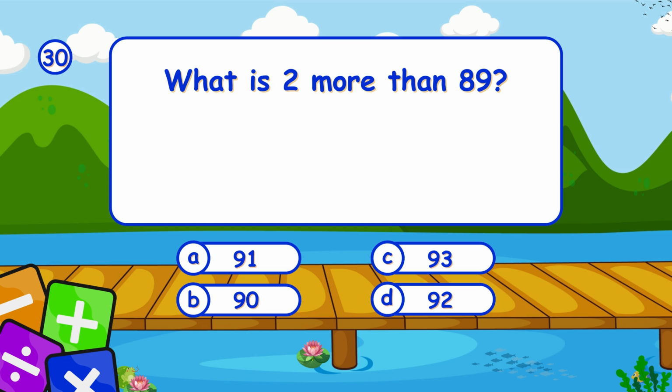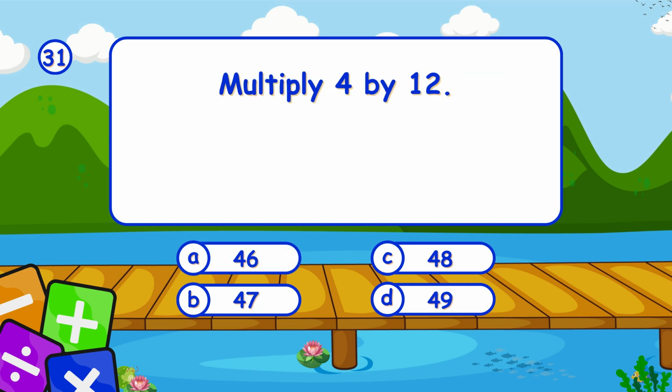What is 2 more than 89? It's A, 91. Adding 2 to 89 gives 91. Multiply 4 by 12. It's C, 48. 4 times 12 equals 48.